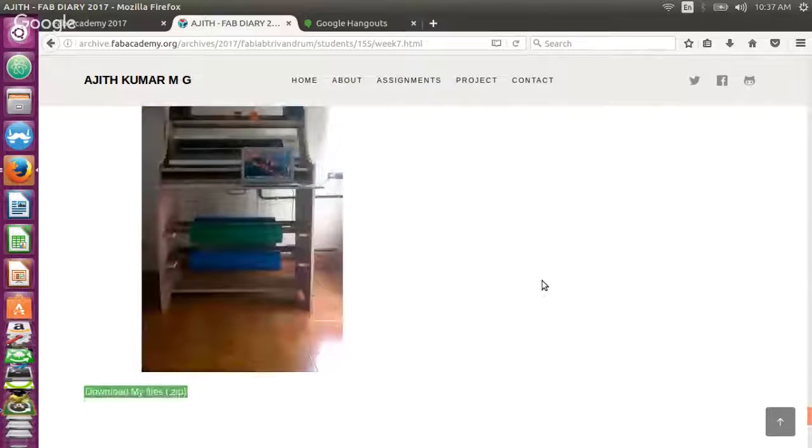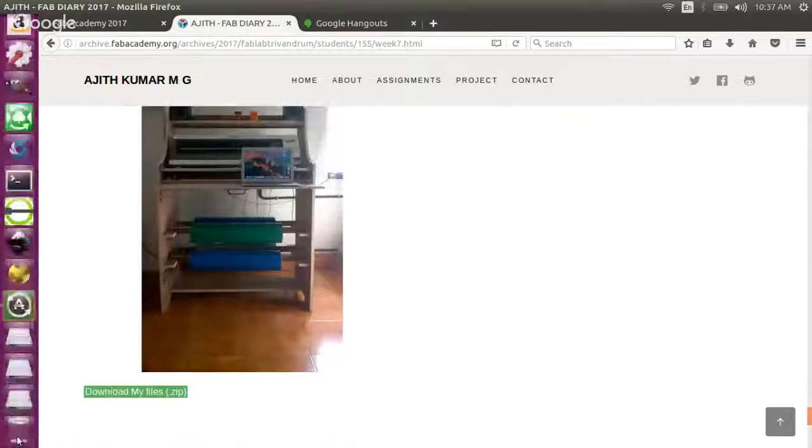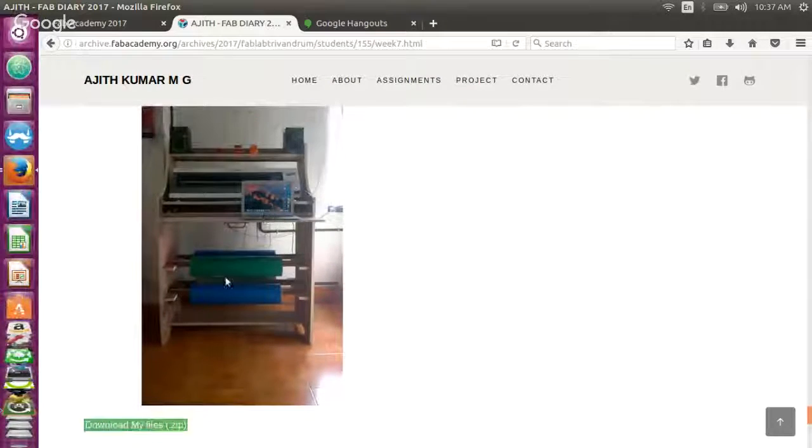You can keep the vinyls under the stand. Then you can keep the laptop on the tray. You can slide the tray. One lock is there, so the tray won't come out.